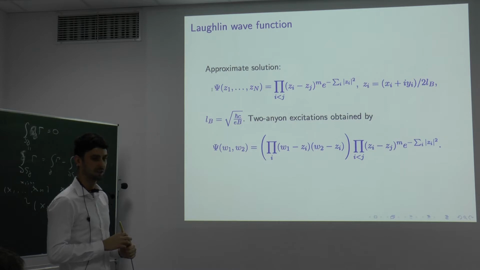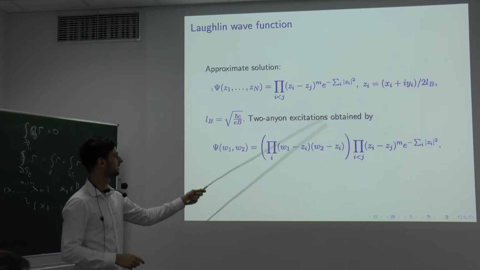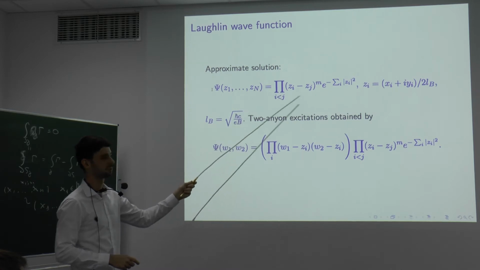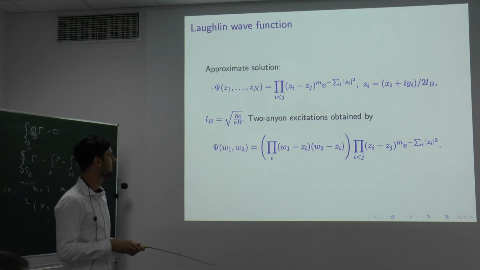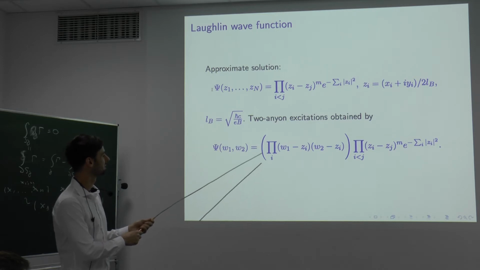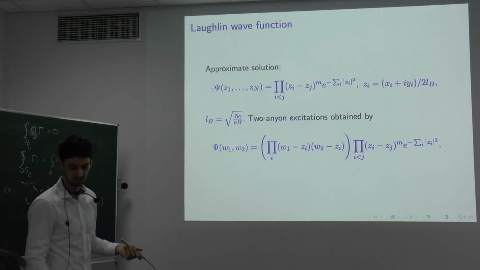What is the meaning of small m? Small m is just an integral number. It just parameterizes those ground state wave functions. It can be an odd number, any odd number. Okay. So the anyons in this model are collective excitations of electrons.